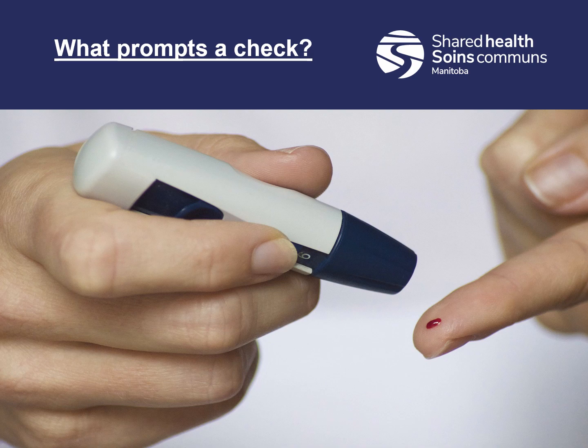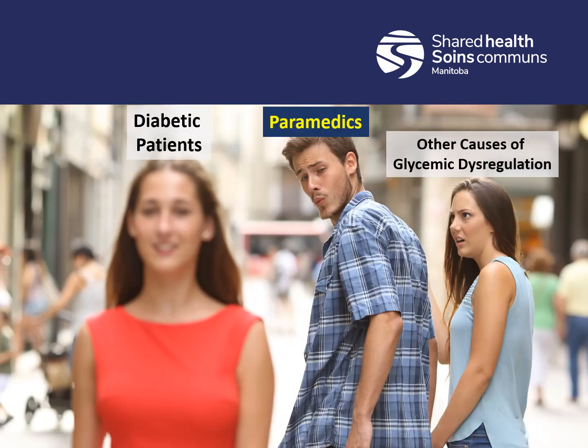So when do we want to check that blood sugar level? We're easily distracted by the obvious, but we don't want to forget other causes of glycemic dysregulation. This could be caused by exercise, lack of food, stress, sepsis. Glucose is easy to check and a low threshold to obtain, so suspicion or other signs and symptoms of hypoglycemia should be investigated.